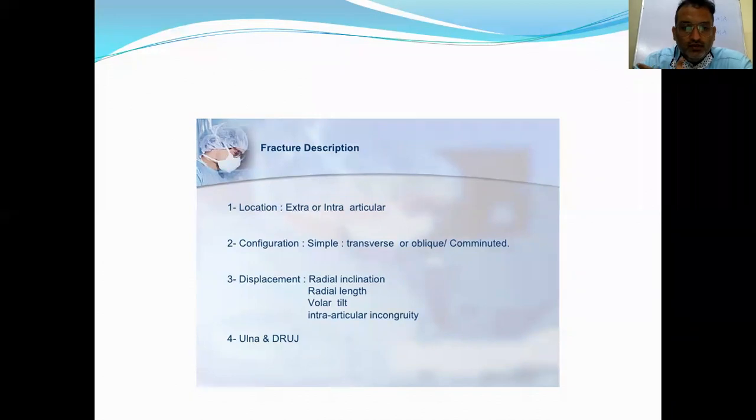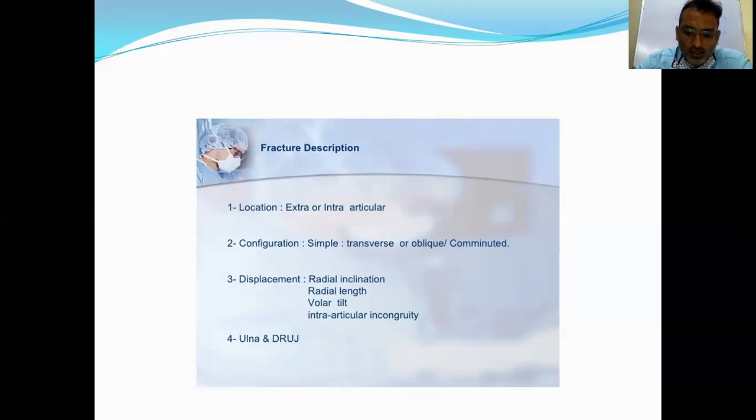What is the line of injury? Is it transverse, or oblique, or haphazard? As I told you, displacement: the fracture is always described by the distal fragment. So whether the distal fragment is displaced dorsally or palmarly, or is it a die punch fracture? What is the tilt of the distal radius fragment? And fourth, how is the ulna and distal radio-ulnar joint?